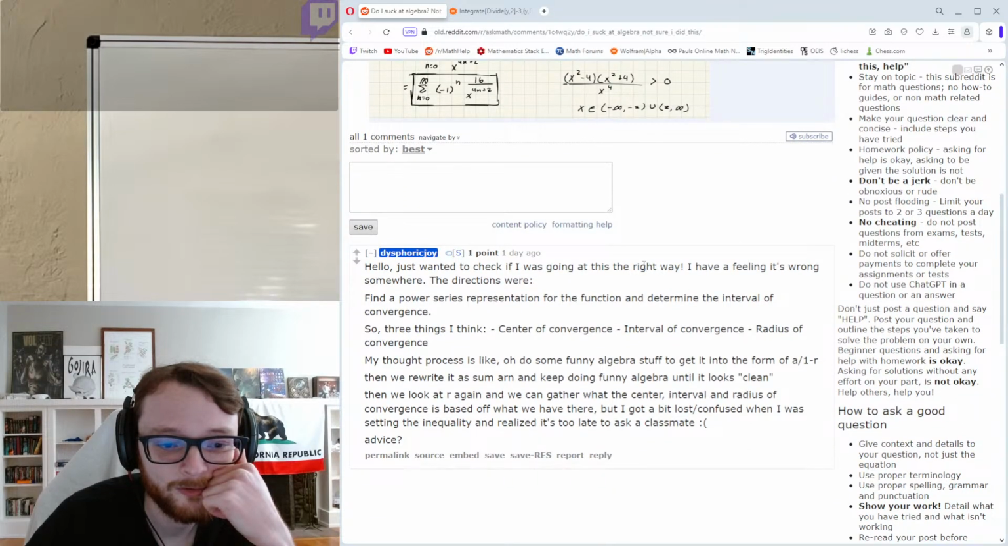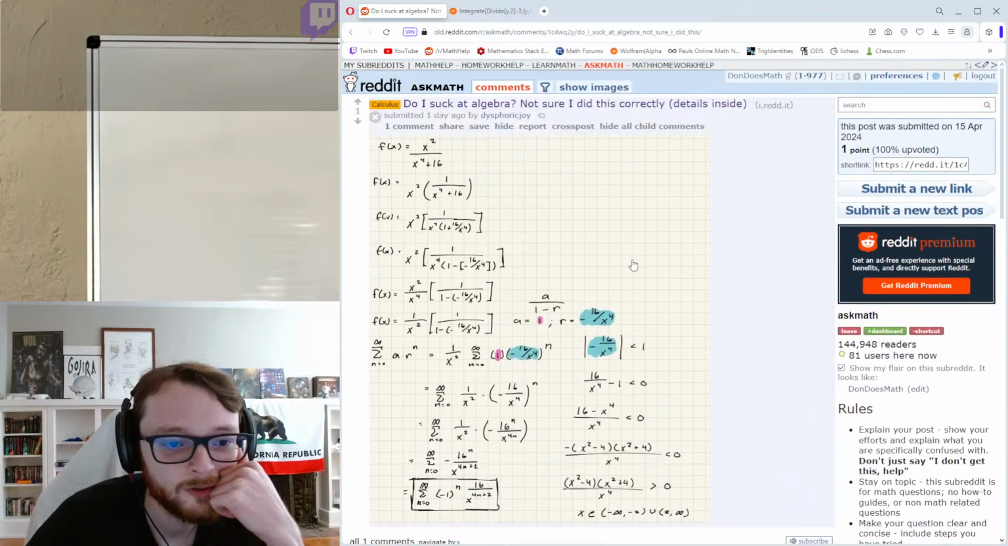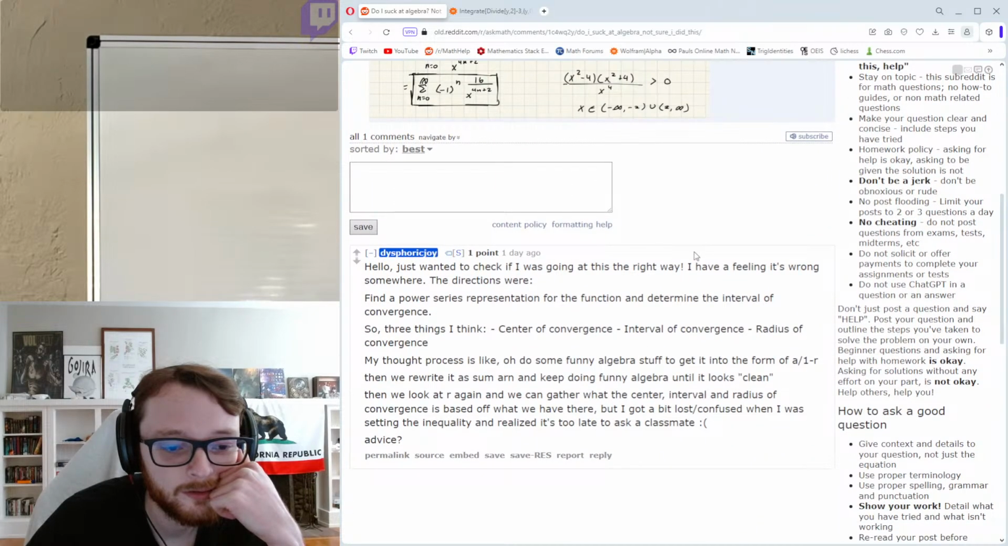Okay, so let's get into it. Find a power series representation for the function, and determine the interval of convergence. For that bad boy. Yeah, so this is just a known power series. So I don't mind that.